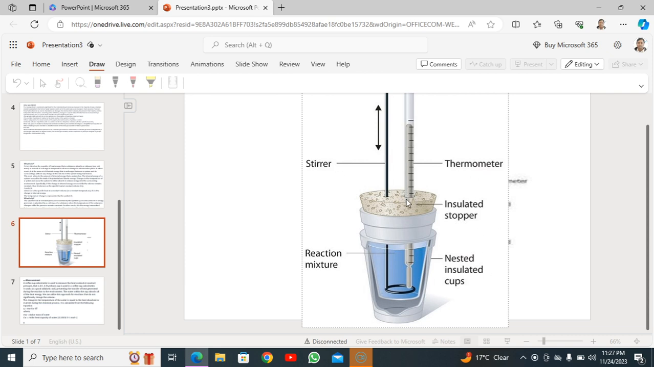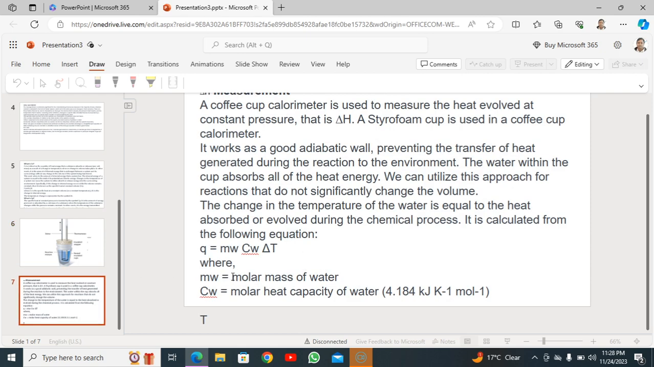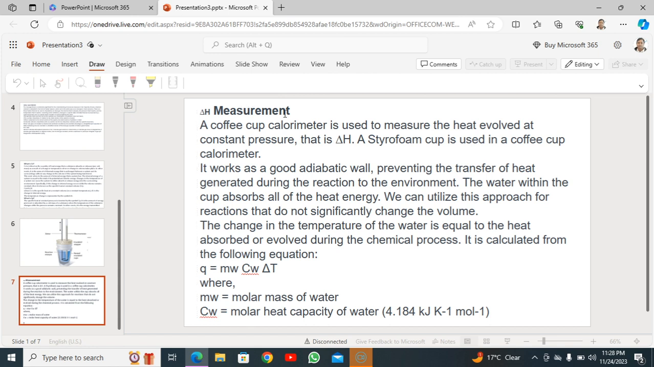A thermometer is given here to measure the temperature, an insulated stopper is given, and the reaction mixture is here, and this is water, also given for absorbing the heat. Then we can calculate delta H, the enthalpy of the system, by Q is equal to Mw Cw delta T, where Mw is the molar mass of water and Cw is the molar heat capacity of water, 4.184 kilojoule per Kelvin per mole.